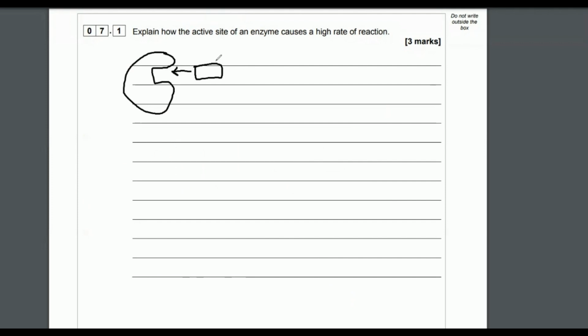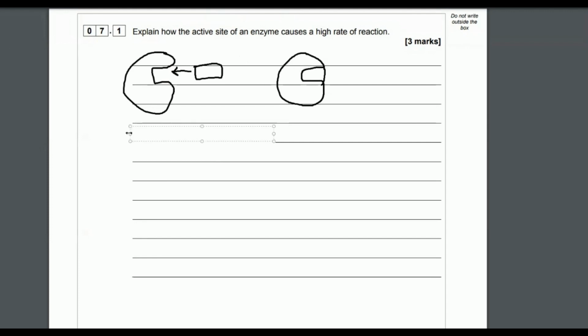Let's go. This first question, 7.1, says explain how the active site of an enzyme causes a high rate of reaction. It's worth 3 marks. What you have to bear in mind as an A-level student is you need A-level terminology. Just doing your GCSE lock and key, substrate fits into the active site like a lock and key, is not going to get you the marks. They want to know how the enzyme's active site catalyzes the reaction. How does it speed up the rate of reaction?